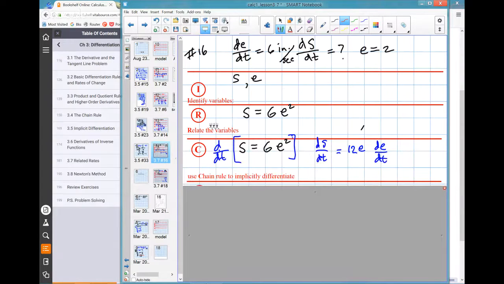the old implicit differentiation. And we got to do it with respect to time again. These are rates. So the left side is just dS/dt. And the right side, we first use the power rule. 2 times 6 is 12 E, reduce the power by 1. And then we have to do the chain rule, dE/dt. So pretty simple implicit differentiation here.